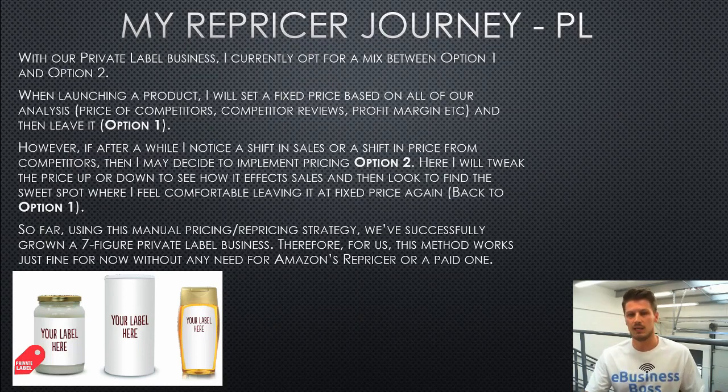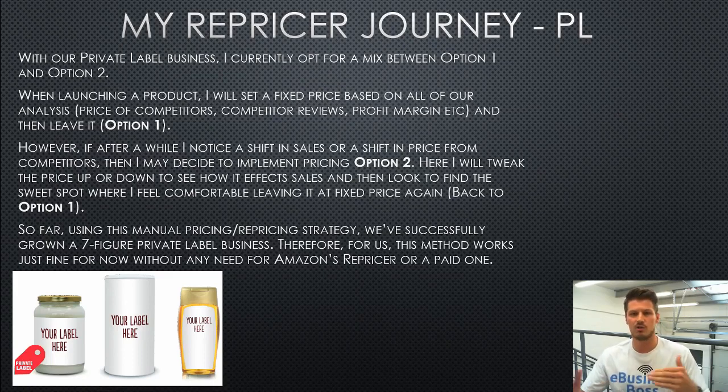However, where option two comes in is if after a while we notice that maybe sales have dropped, or competitors' prices have changed and the whole market starts to shift, then we might start implementing option 2. This is where I will decide to tweak and play around with the price up or down and see how it affects sales. And then again, look to find a sweet spot where we can get the price back to somewhere that we're happy with, but also we're generating plenty of sales. And then that's where we would revert back to option 1 and leave it a nice fixed price again, where it just sits there until we maybe reevaluate it again if we notice differences.